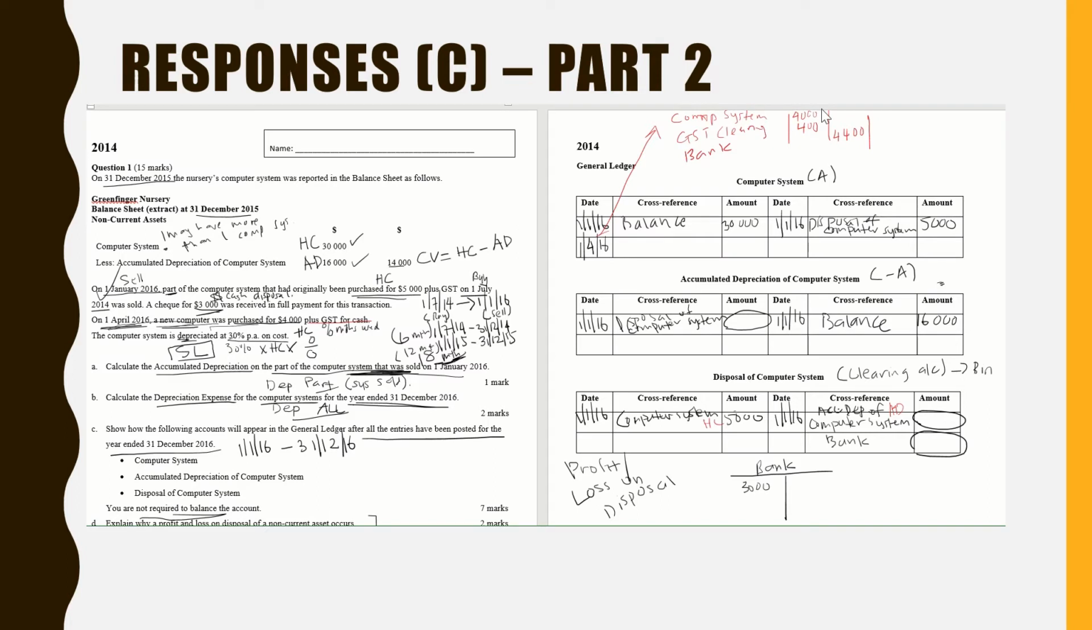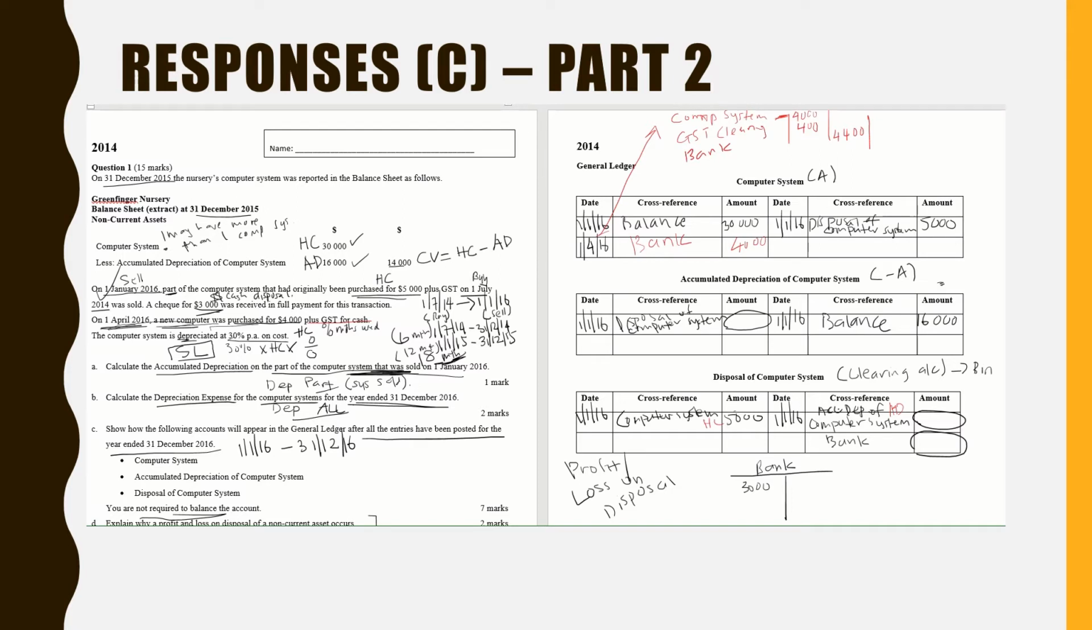Now going back to our ledger account, we can see that we are debiting $4,000. Therefore on the debit side, $4,000. What's my cross-reference? It's what's on the other side, what's on the credit side, and that says bank. So when I look at this ledger account, it basically says that I have spent money from my bank to buy a new computer system worth $4,000. So that's recording the purchase of the computer system on the 1st of April 2016.